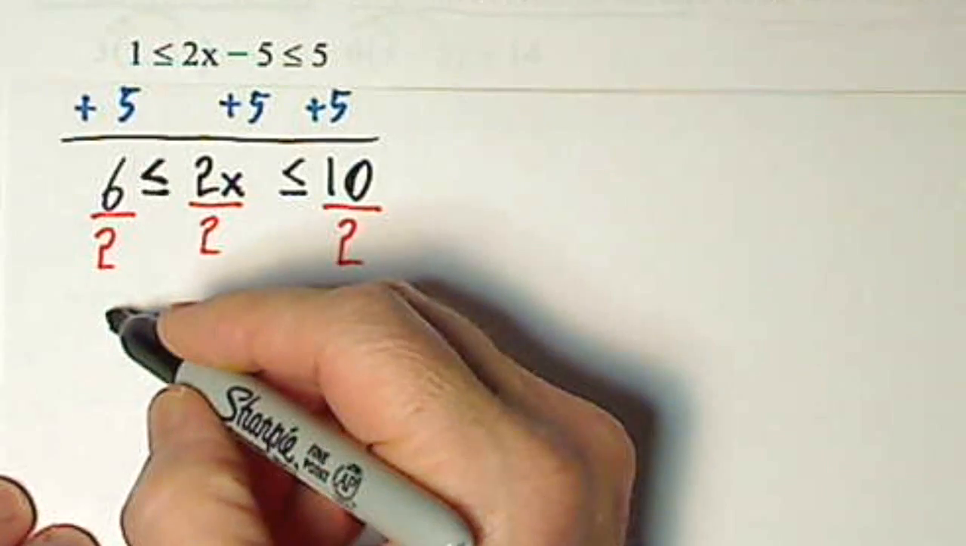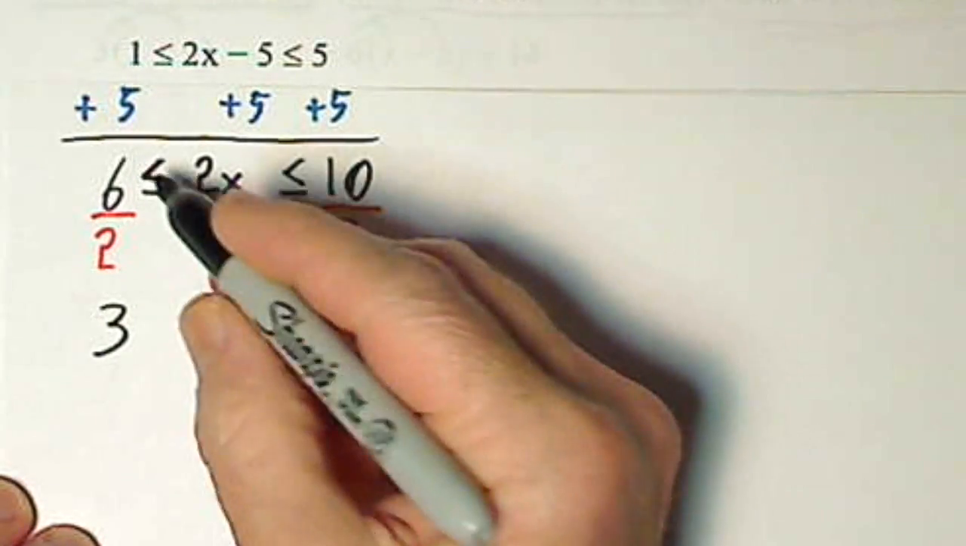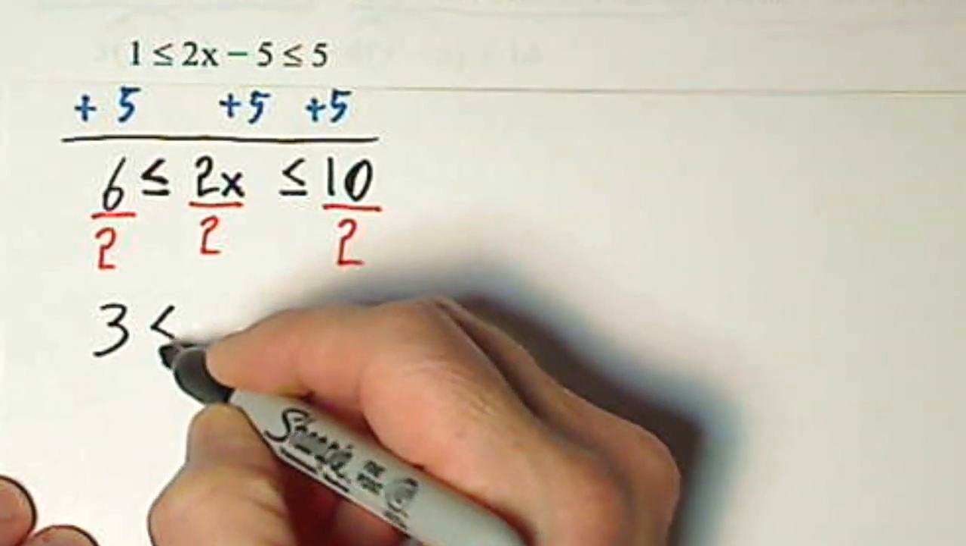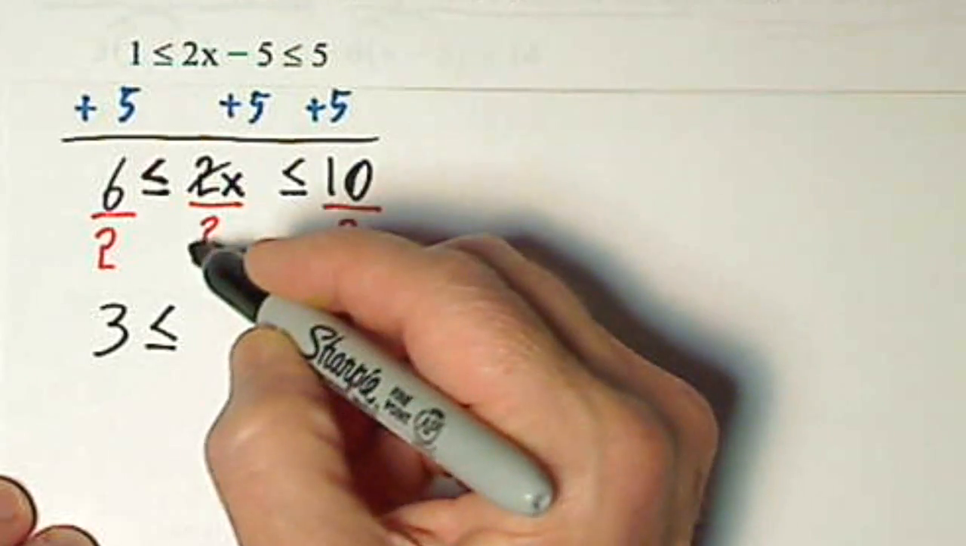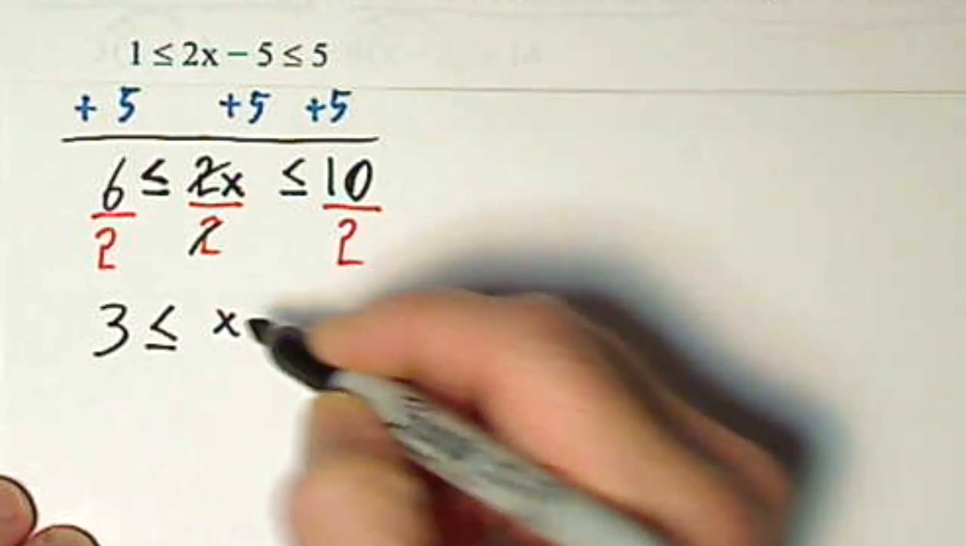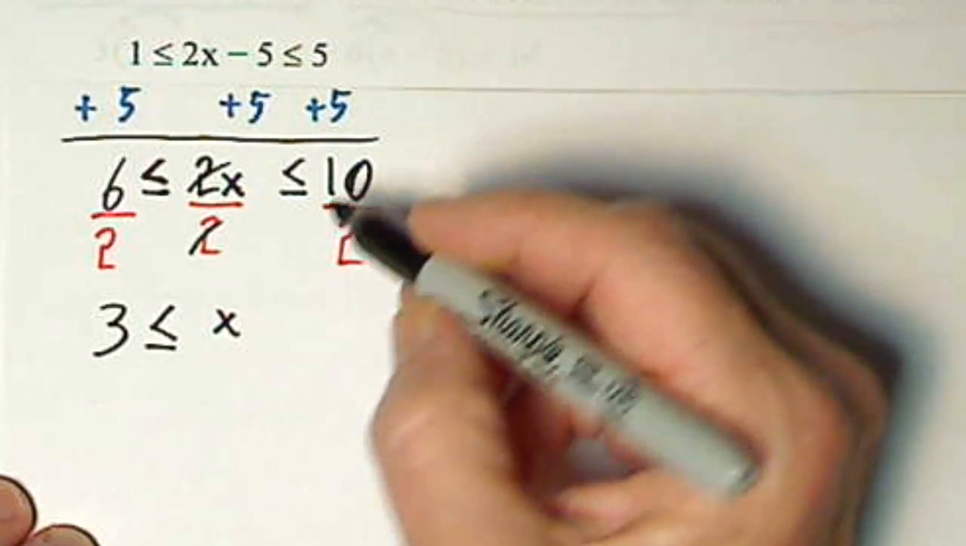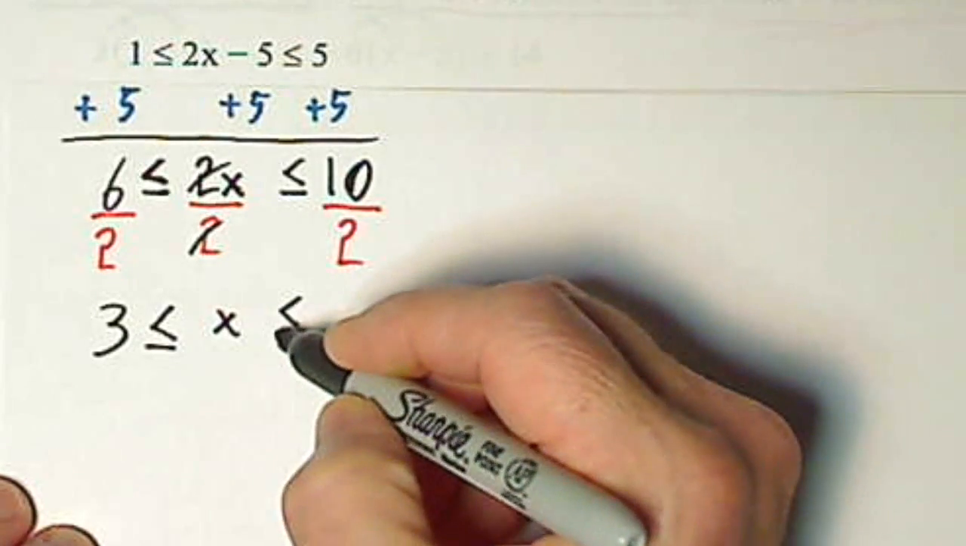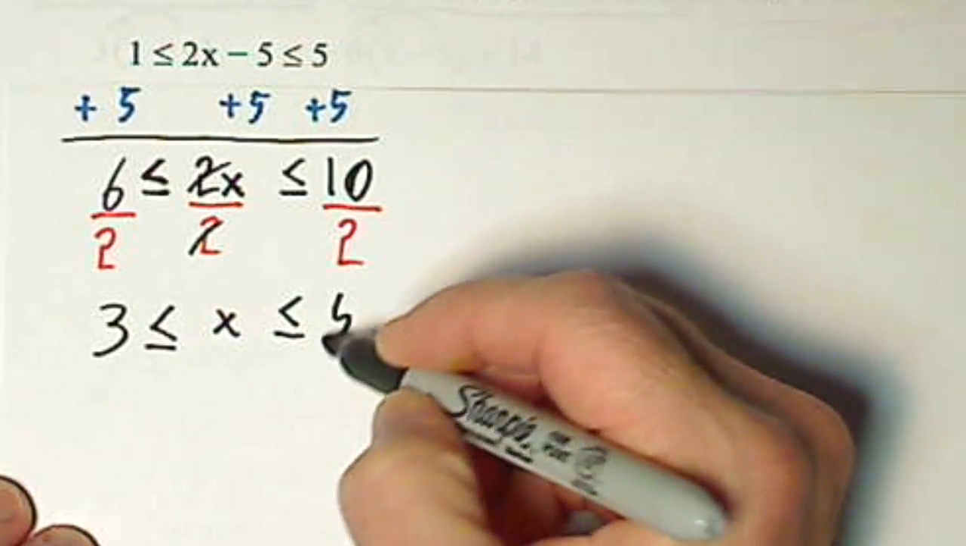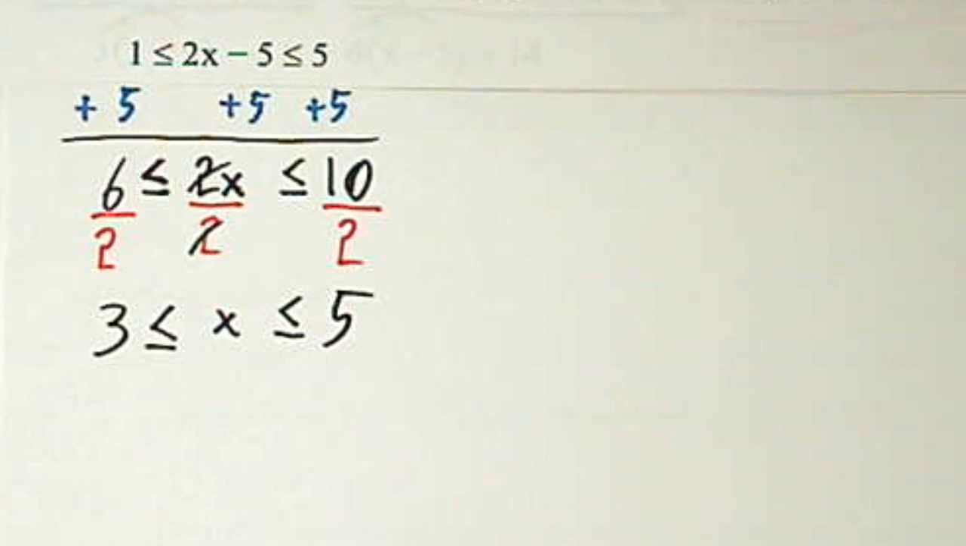6 divided by 2 is 3. Inequality sign comes down. 2 divided by 2 is 1, so you have x. Inequality sign comes down. And then 10 divided by 2 is 5. Okay?